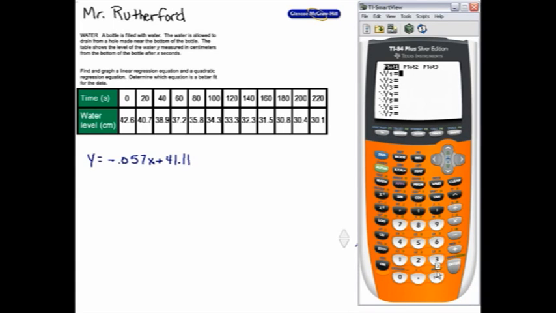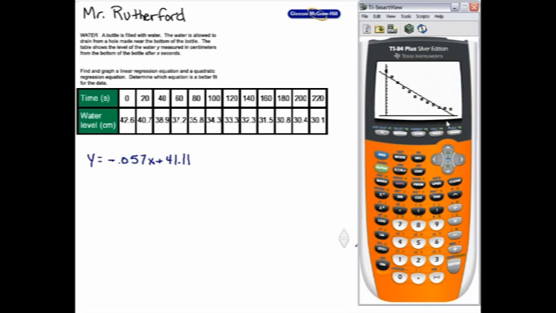So we'll come up here to the y equals, and we'll enter this in. So y equals negative 0.057 x plus 41.11. And then we'll hit graph. And notice here we do have a linear regression equation graphed. Notice that the data is more of a curve as opposed to a straight line.